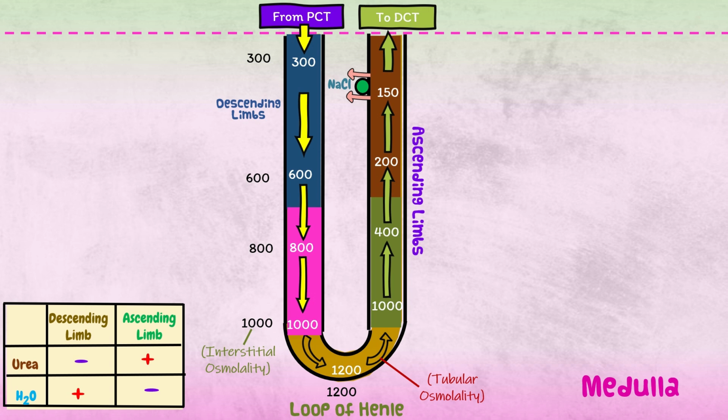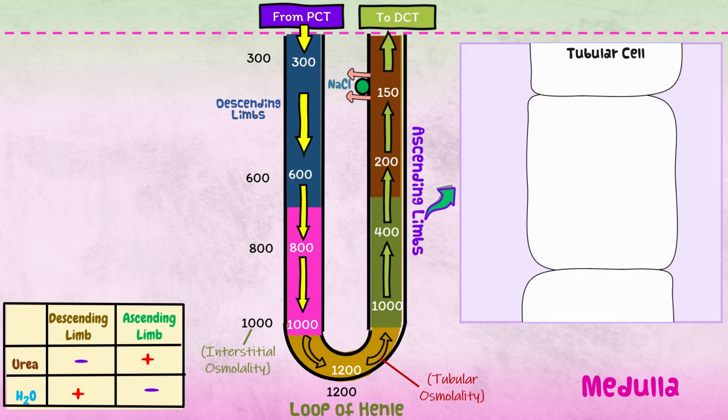But how does the osmolality of interstitial fluid become the same as tubular fluid? This can be justified after the discussion of the thick ascending limb in detail. These are tubular cells. This is interstitial fluid, while this is the lumen.